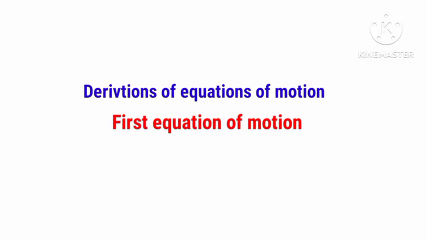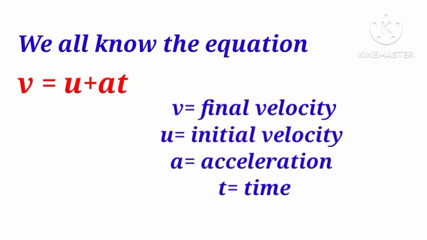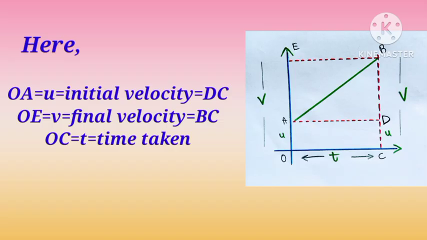Derivations of equations of motion. We all know the equation v equals u plus at, where v is the final velocity, u is the initial velocity, a is the acceleration, and t is the time. So we will be doing this by the graphical method.